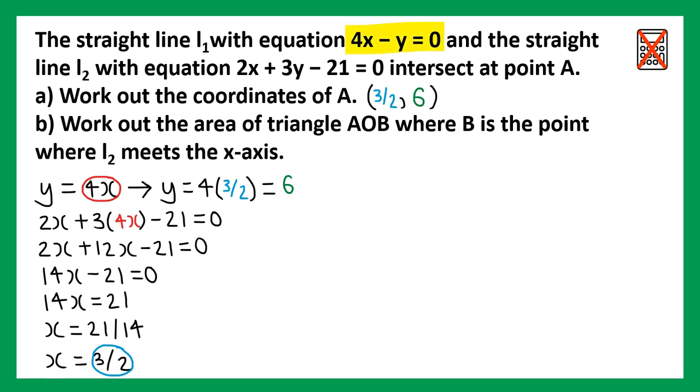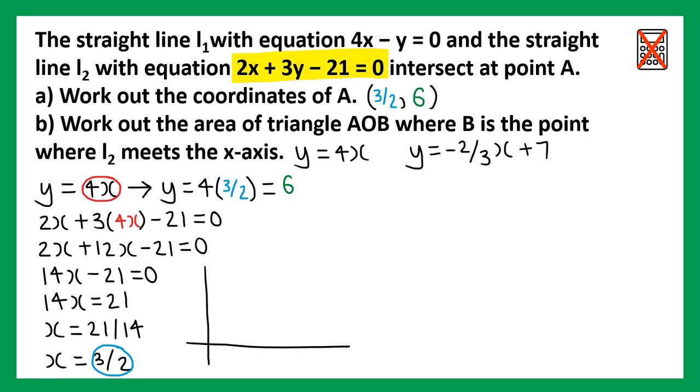I know that this equation, written in the form of y equals mx plus c, is y equals 4x, and this one can be rearranged by taking away 2x from both sides and adding 21, and then dividing through by 3 to isolate y. So y would be equal to negative 2 over 3x plus 21 over 3, which is 7.